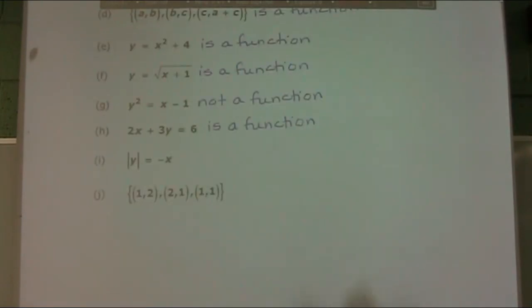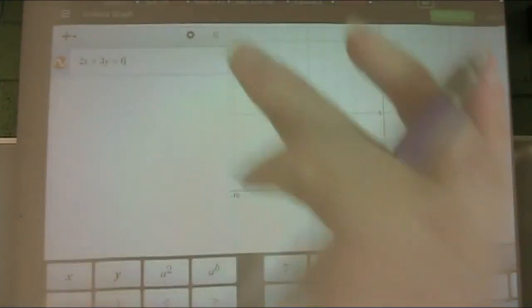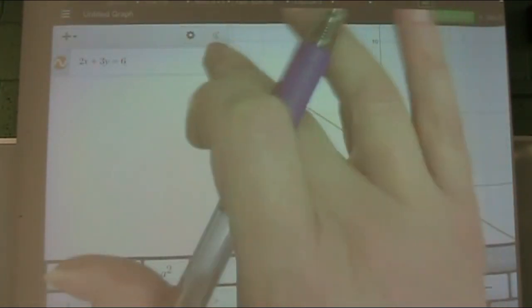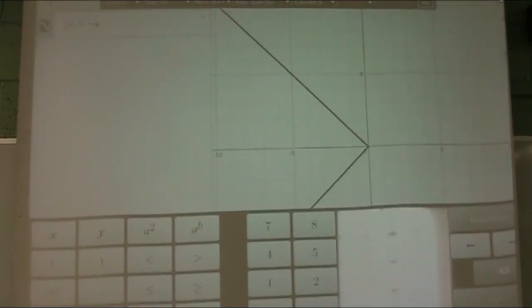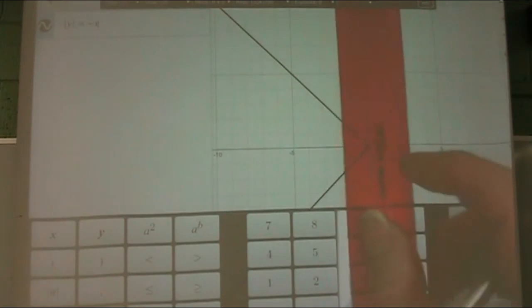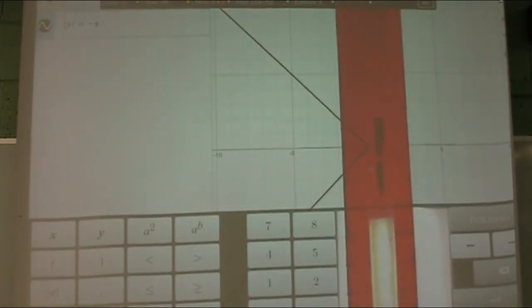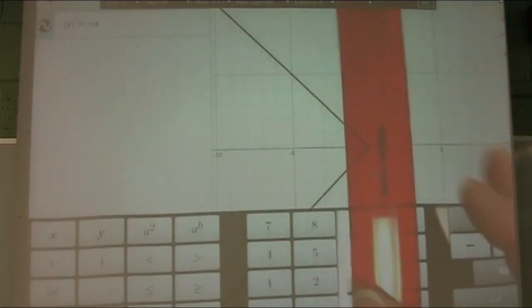The next one, absolute value of y equals negative x. What do you think about this? Pass or fail? Fail. If you look right there, how many times does it cross? Twice. This is a fail. This is not a function.